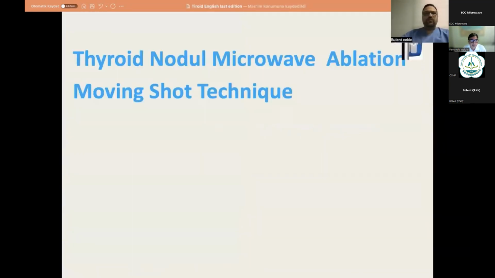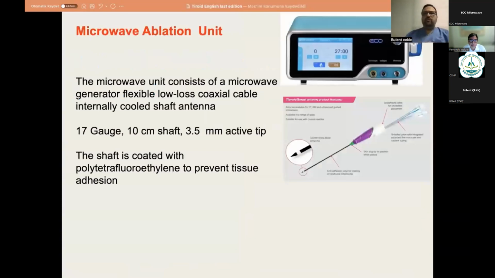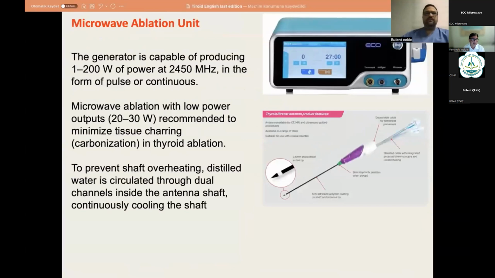Thyroid nodule microwave ablation. I use the ECHO system, and the microwave unit consists of a microwave generator, flexible low-loss coaxial cable, and an internally cooled shaft. The microwave antenna is 17 gauge with a 10 centimeter shaft, and the active tip for thyroid ablation is 3.5. The shaft is coated with polytetrafluoroethylene to prevent tissue adhesion.